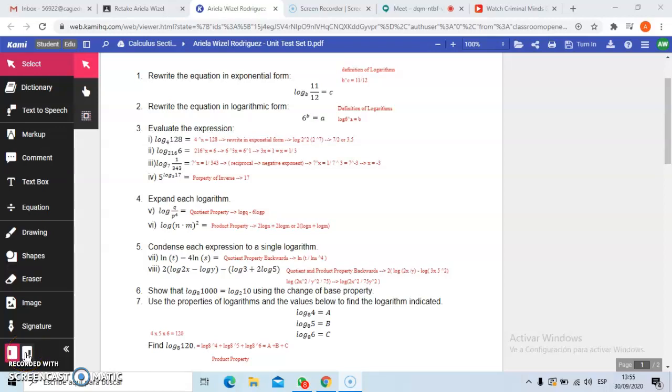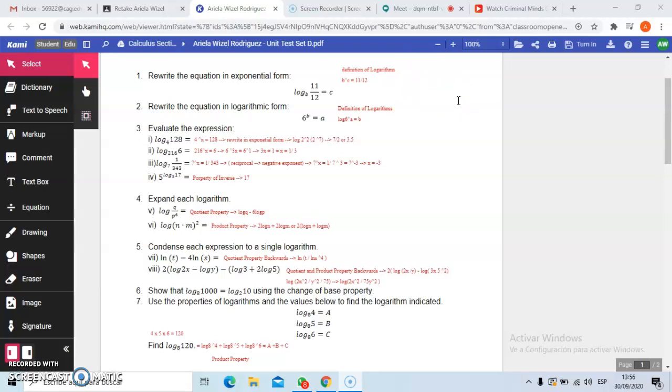For the first question, I had the expression in logarithmic form and I had to make it in exponential form. To make it in exponential form, the base stays as the base, the product becomes the exponent, and the argument becomes the product. So I had b to the power of c is equal to 11 over 12.